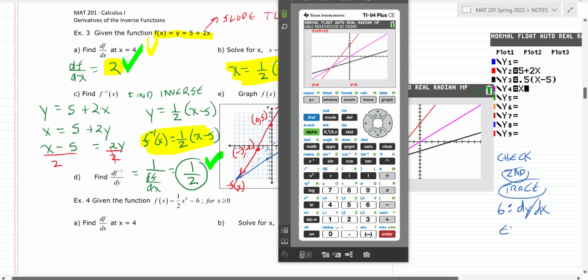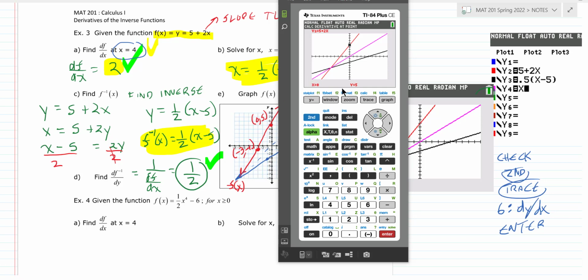What I'm going to do is check the answer on just one point. The problem said find the slope at x equals 4. It doesn't matter, the slope is always going to be 2 on the function. I'm on the function right now, f of x, this red graph. If I just type in 4 on that, it gives me that the derivative is 2. So when x is 4, the derivative is 2. We got that right.